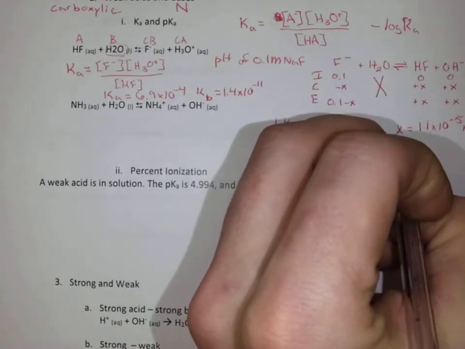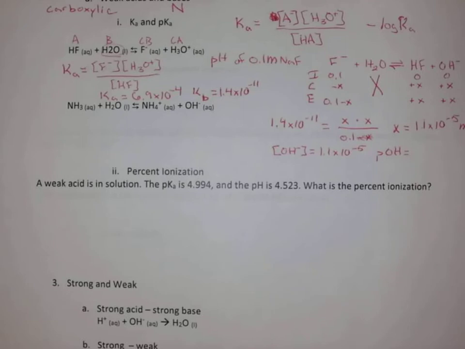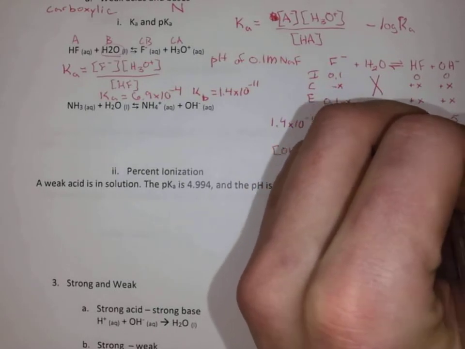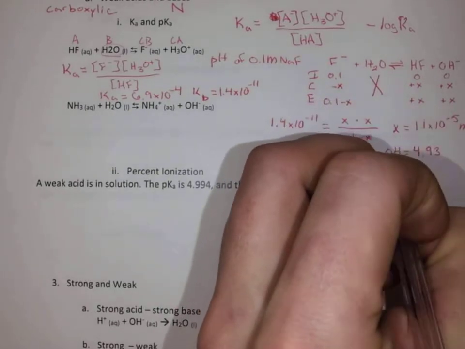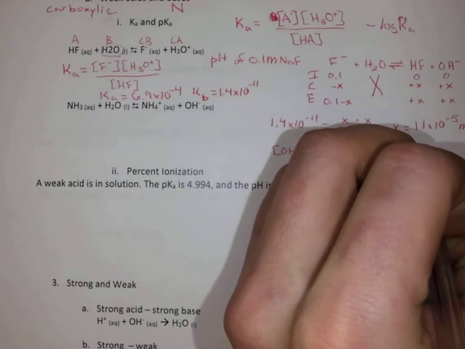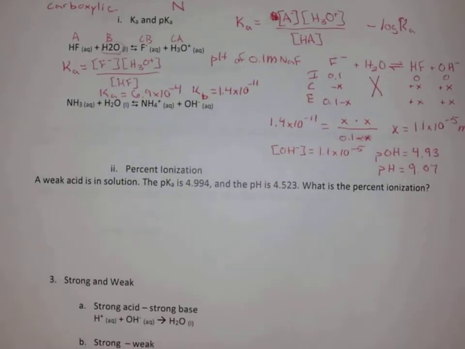So our pOH is going to be the negative log of that. So negative log, where's my log button? There we are. Of 1.1 times 10 to the minus fifth. So our pOH is 4.93. That would mean our pH, 14 minus that, would be 9.07.